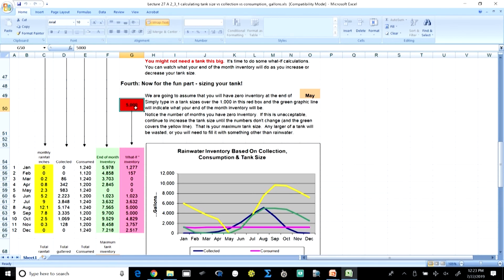Suppose we change this number from 5000 to say 2000, and let us see how it changes. Now, with a smaller tank, we can very clearly see that we are able to provide for only 6 months of consumption, and even in the 6th month it will not be sufficient to provide for the amount which is required. Suppose we increase it to 3000.